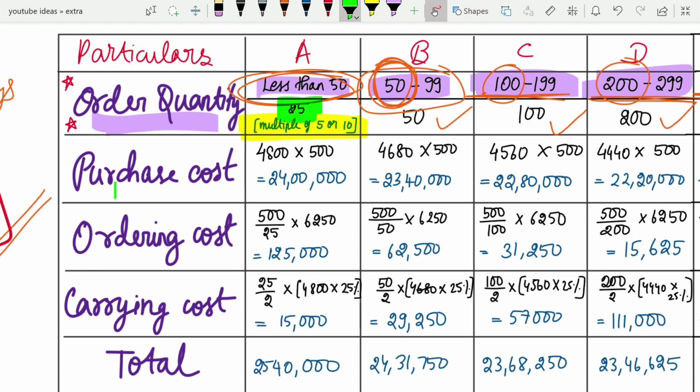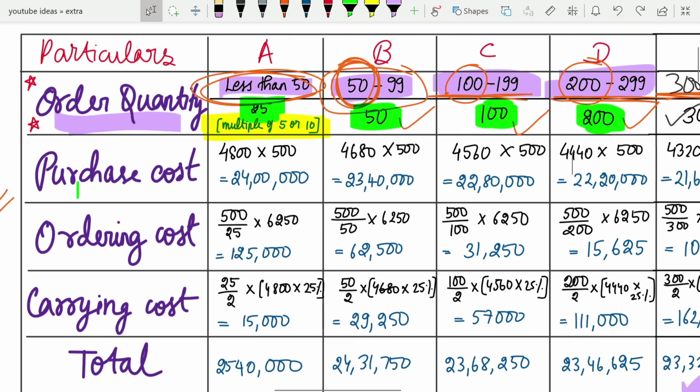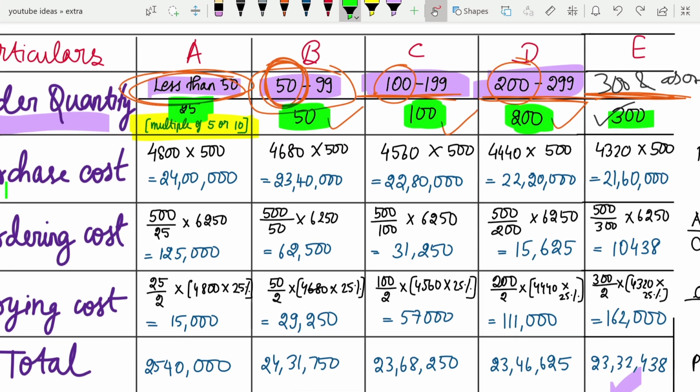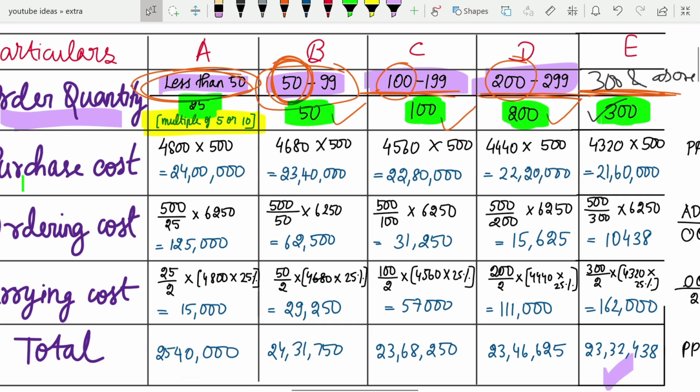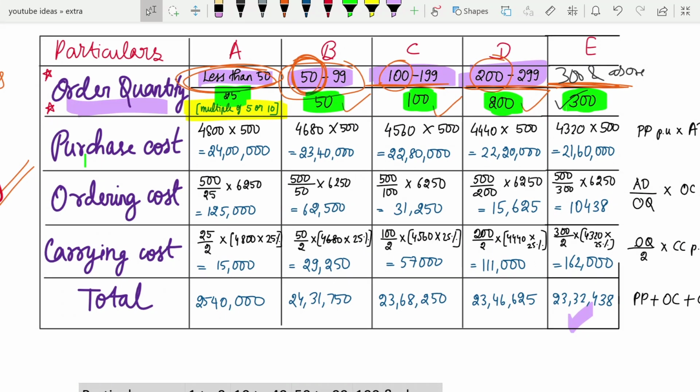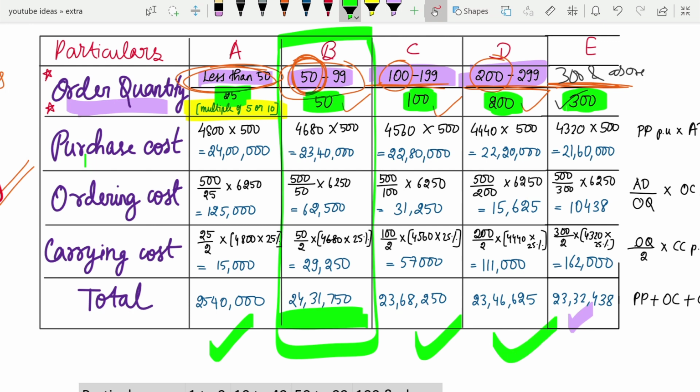Okay. So like this, we have got our order quantities also. All of the ones marked in green are our order quantities. So until now, I hope you have found out how to find order quantity. Now I'm going to tell you, for the B column alone, how to compute the total cost. For the other columns, the same thing is going to apply.